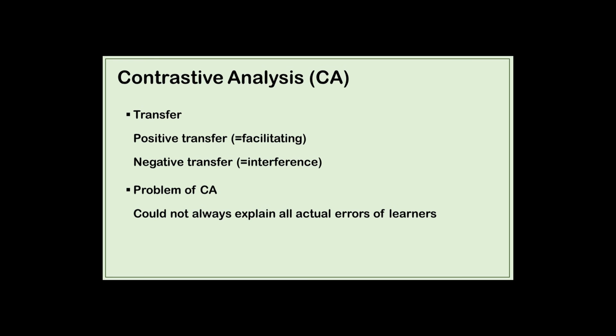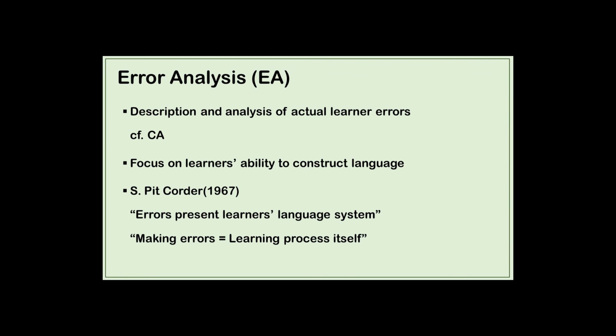CA was also criticized by other scholars because of the problems that it had. Some errors that CA did not predict occurred, and some errors that CA predicted did not occur. Error analysis (EA) is the approach to SLA that complements the problem of CA. Unlike CA, which predicts learner errors through comparison between two languages, EA identifies the causes of learner errors that have already occurred. Also, EA is the first SLA theory that focuses on learners' ability to construct language.